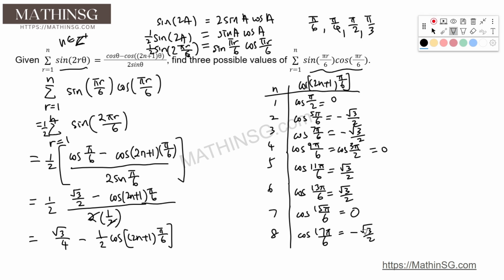So it'll be 0, negative root 3 over 2, and so on. You know that this takes 3 values. So cosine (2n+1)π/6 takes either 0, negative root 3 over 2, or root 3 over 2.